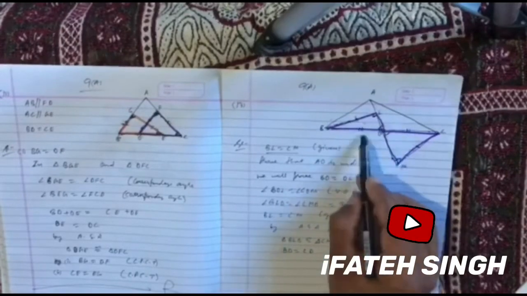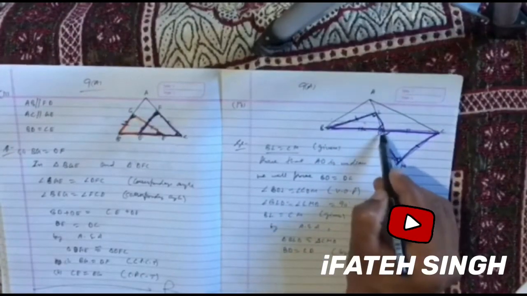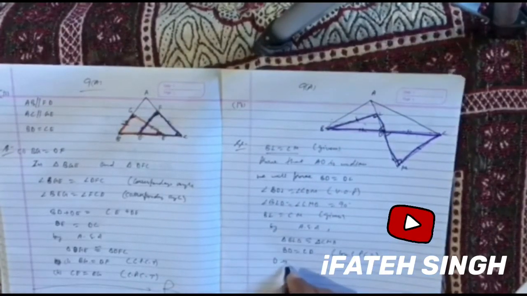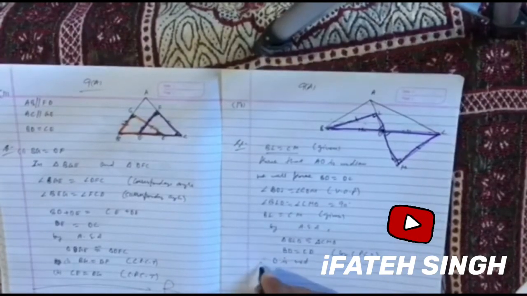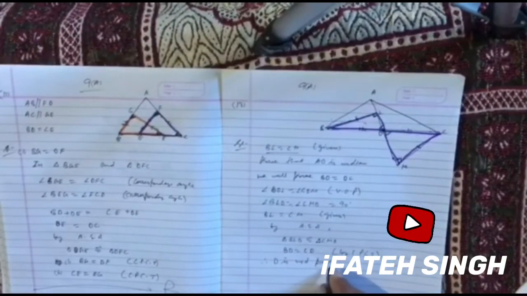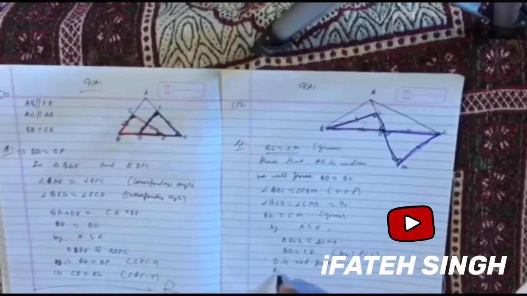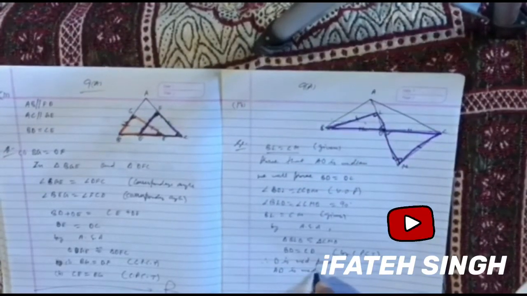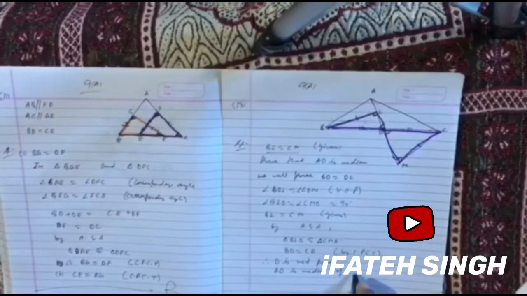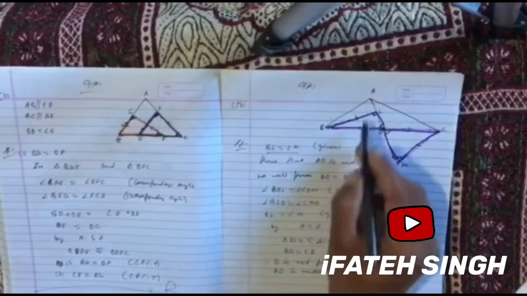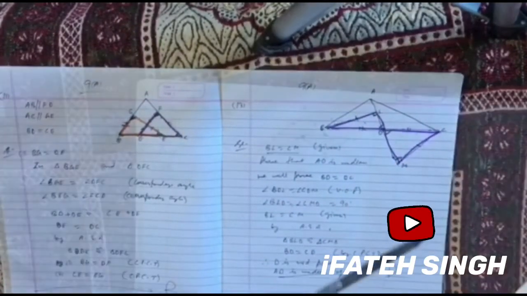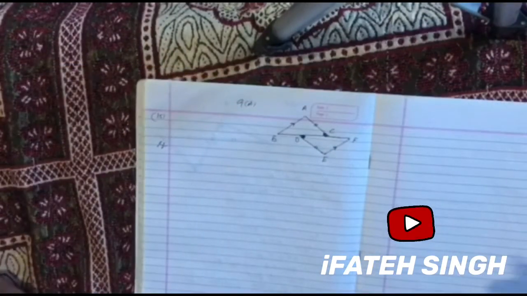If these two sides are equal, it means this is the midpoint. Therefore, D is midpoint. If D is the midpoint, AD is the median. Therefore, AD is median of triangle ABC. This is the complete solution of the 15th sum of 9th A.